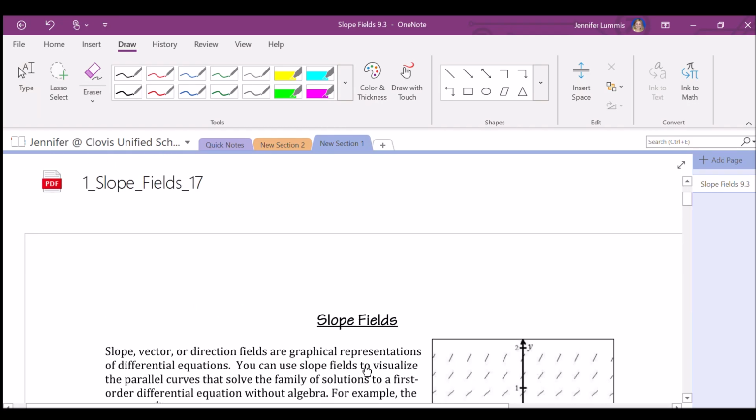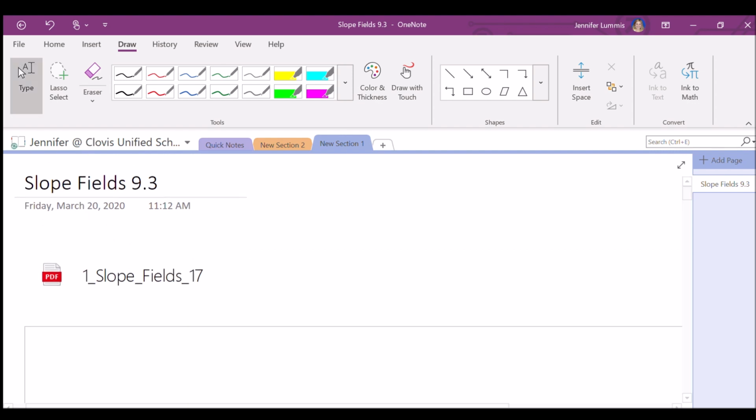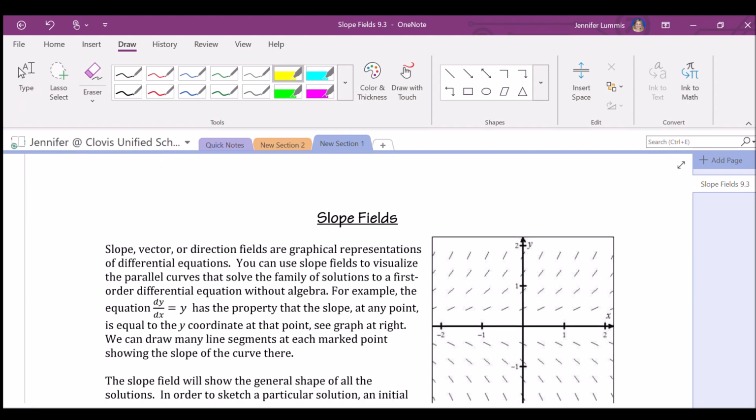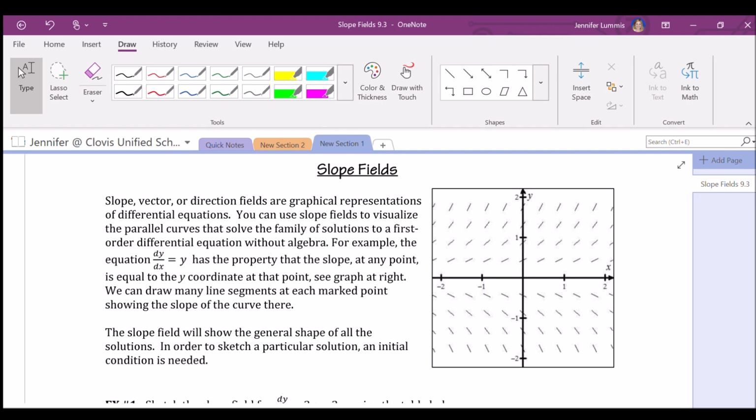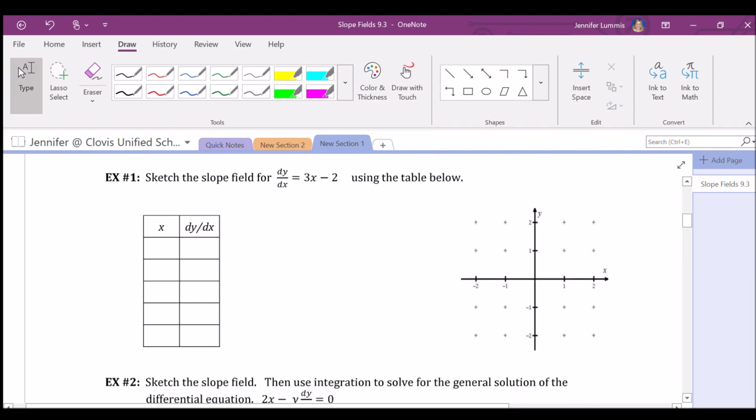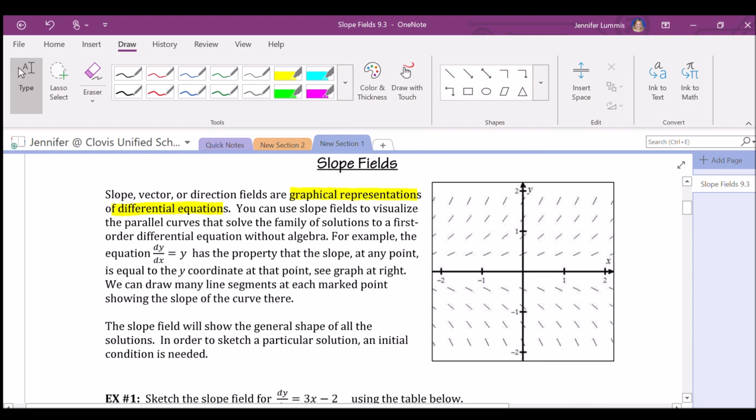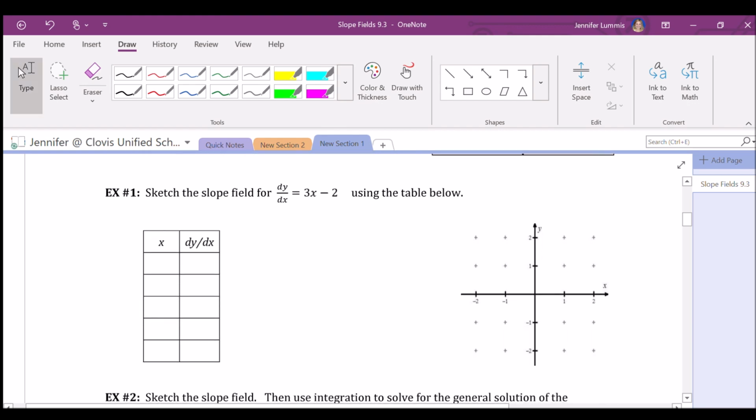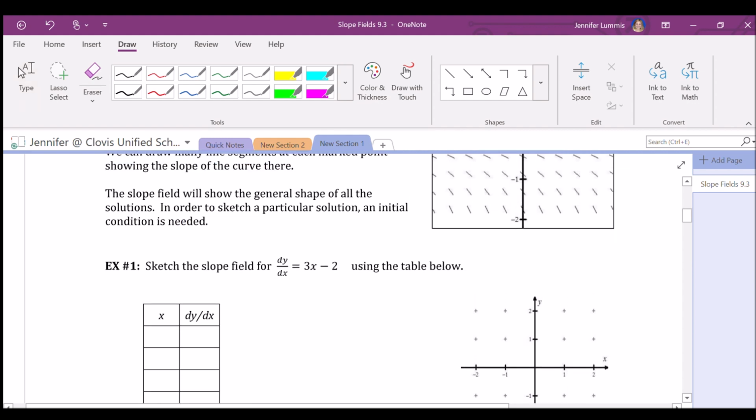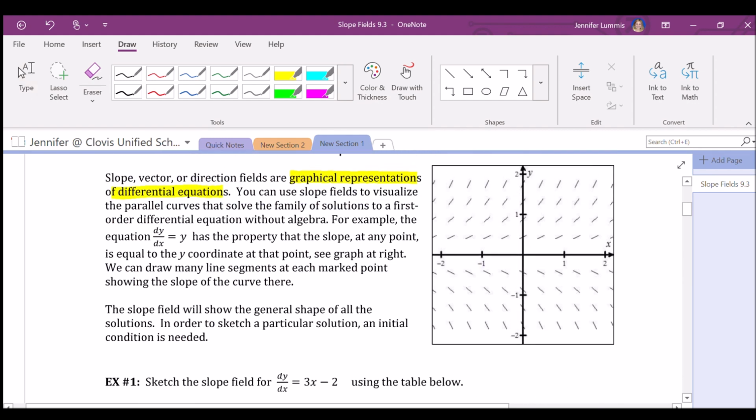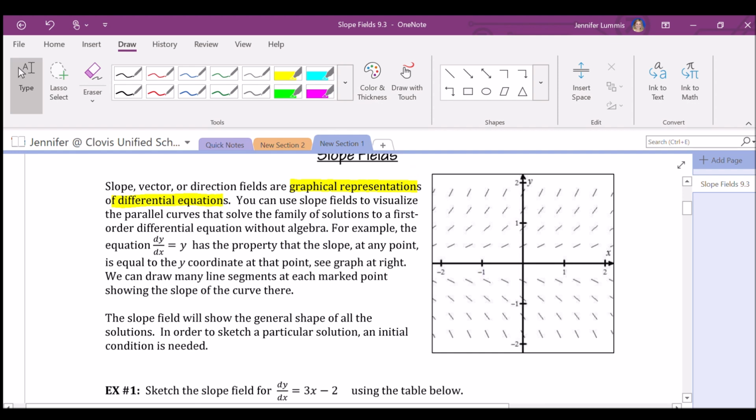Hey guys, today we're going to be working on slope fields. This is 9.3. Slope fields are really just these little graphical representations of differential equations. You can see an example right here on the right, and you can see an example if you flip through these other pages here. But we're going to work on doing a couple different things with them, such as creating a slope field on the table below, or learning how to recognize a slope field and matching it to its equation.